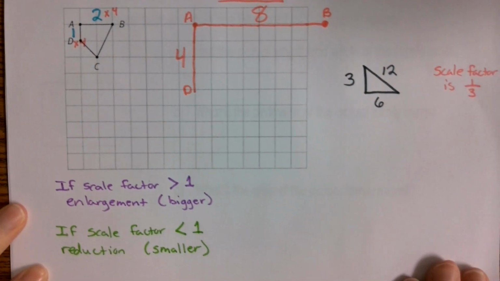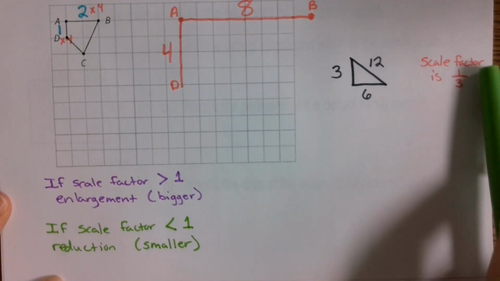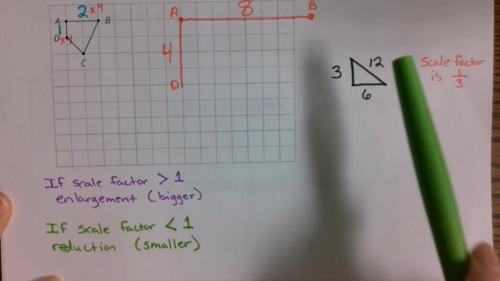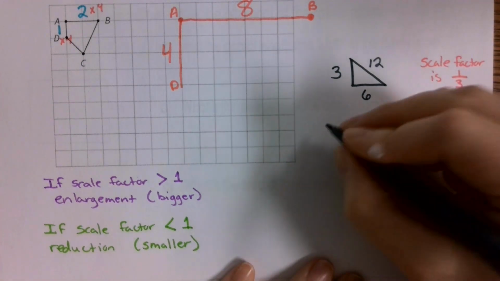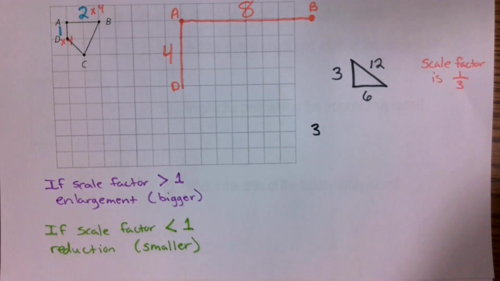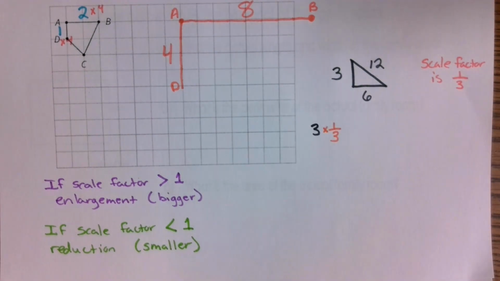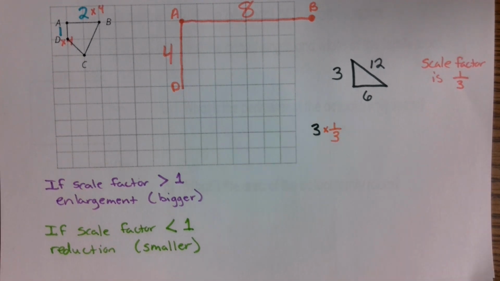So let's take a look here. Again, we're talking about a scale factor of 1/3. That's a value that's less than 1, so these numbers should get smaller. What we're going to do is take each one of these sides and multiply them by 1/3. Even though it's multiplication, it's still going to get smaller because it's a value that's less than 1. What is 3 times 1/3? What do you think that's going to give us?